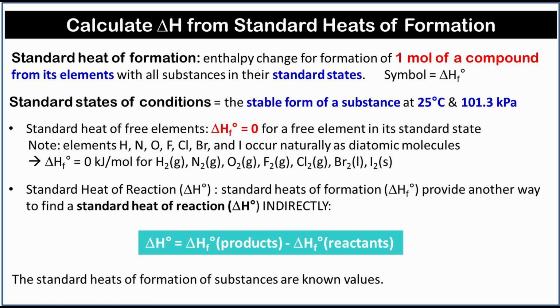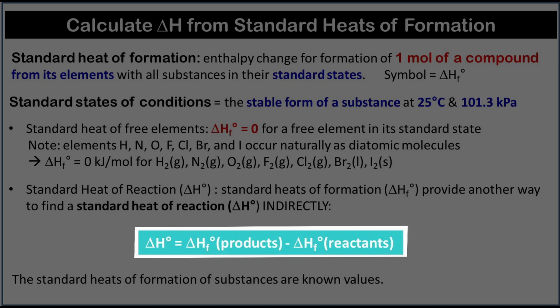Note that the elements hydrogen, nitrogen, oxygen, fluorine, chlorine, bromine, and iodine occur naturally as diatomic molecules. The equation shown can be used to calculate the heat of reaction, using the standard heats of formation of the products and reactants.